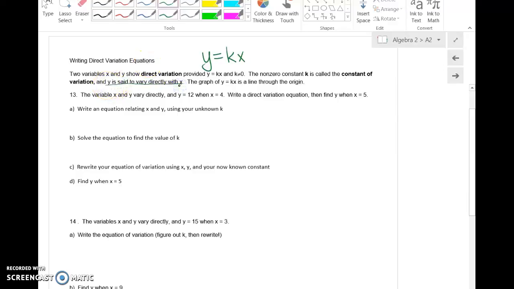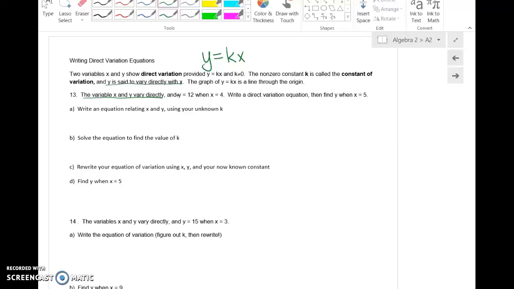If you see the phrase y varies directly with x, or if you see the phrase the variables x and y vary directly, that means you have this direct variation relationship, y equals kx. K is called the constant of variation. Basically, k is the slope. K is the rate of change. So I'm going to use a lot of colors to describe this, but what I want you to remember is direct variation is actually very, very easy.